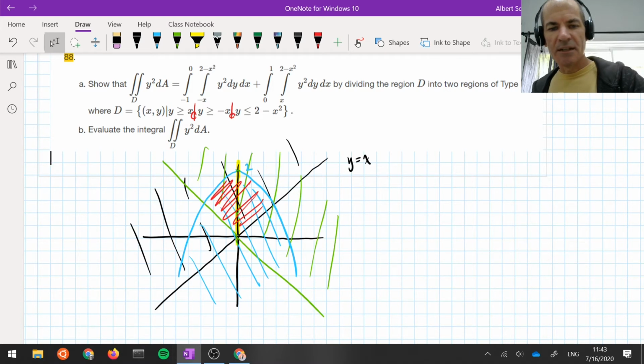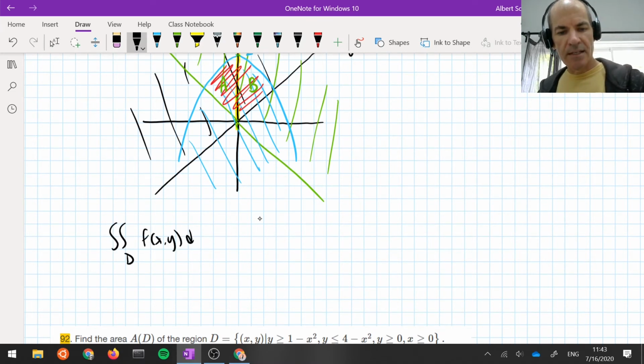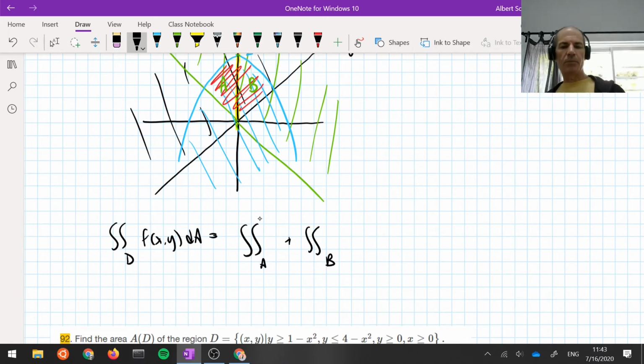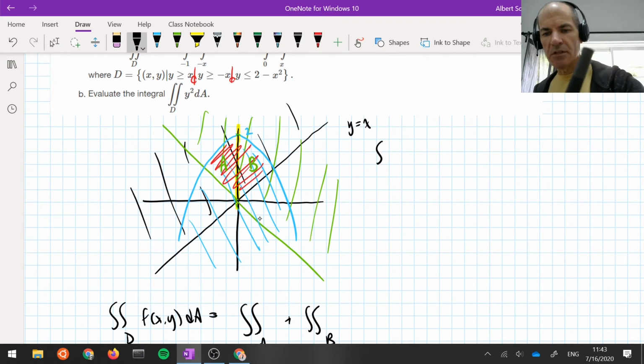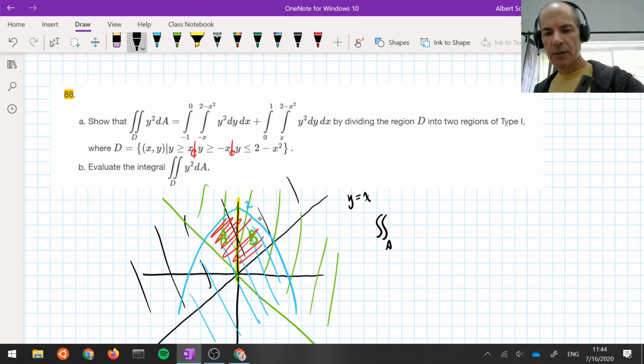I'm running out of colors here, but let's call this region A and this region B. So the whole integral over this region, f of x and y, dA, is going to be the integral over the region A plus the integral over the region B, and I'm just not writing it all out, but that's kind of what we would do here. So let's look at the region A. And what do we have? Y squared dA, like this.